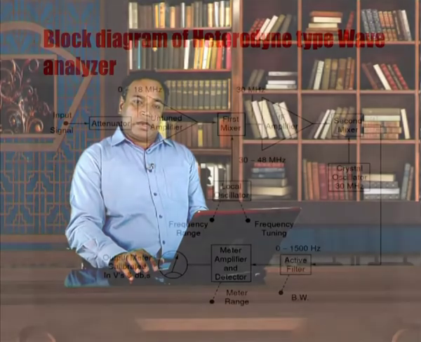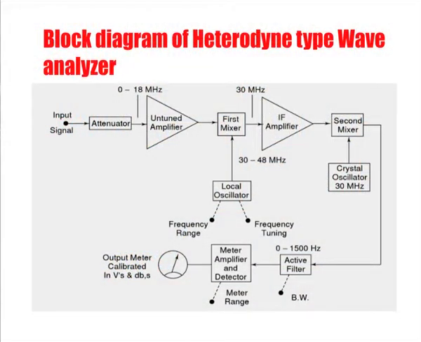For this purpose, the capacitor used in the oscillator and the capacitor which is used for tuning are both ganged, such that the local oscillator frequency is always 30 megahertz higher than the input frequency.